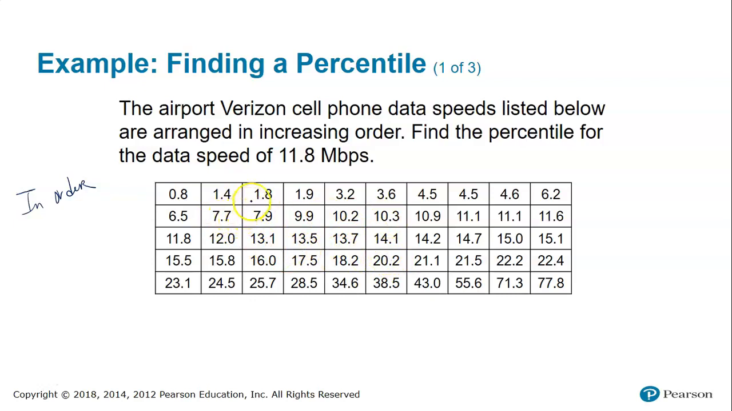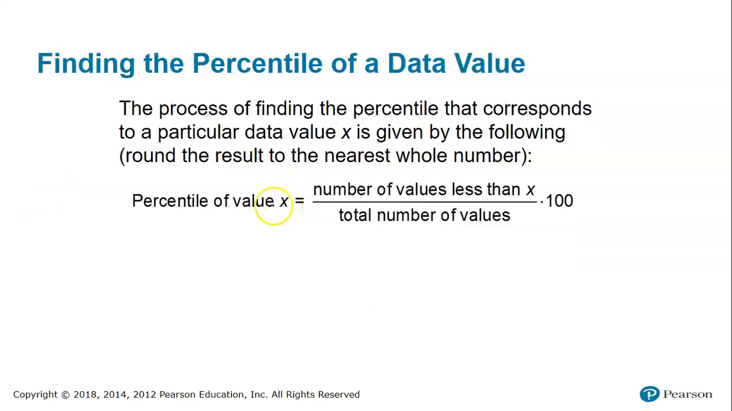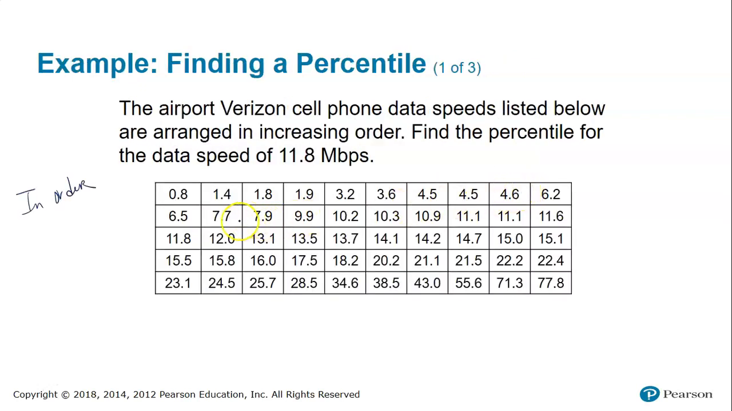So if we look at what our directions said, if we want to find the percentile value of the 11.8, we need to find the number of values that's less than 11.8. So looking at 11.8, 11.8 is here. So we want to count how many values we have. So that's 3, 4, 5, 6, 7, 8, 9, 10. So there's 10 in each row. So that's going to be 20 values that are less than the 11.8.